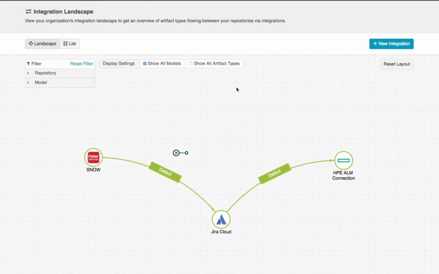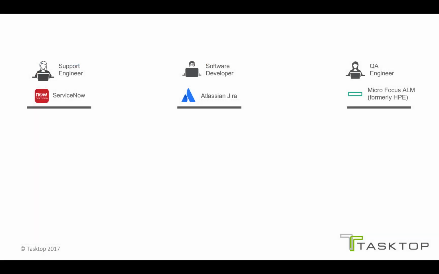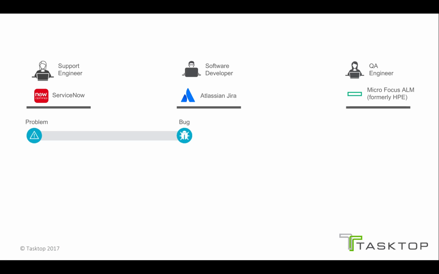Before we jump into the tools themselves so we can see each practitioner's experience, I'll tell you real quick what we're going to do today in the demo. In our demo, a support engineer opens a problem in ServiceNow. Tasktop will flow the problem to Jira, where it will be automatically assigned to the developer as a bug. When the developer indicates the new code is ready for testing, Tasktop will flow the bug over to the tester in Micro Focus ALM as a defect. When testing is complete, it'll become done in Jira and assigned to a release.